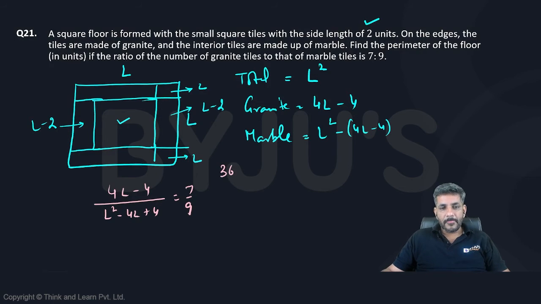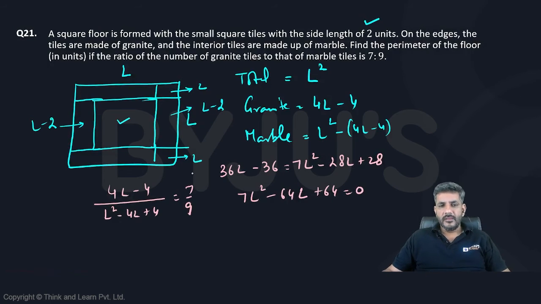Cross multiply: 36L minus 36 is equal to 7L square minus 28L plus 28, or 7L square, 36L goes on the other side, it is minus 64L, and 36 plus 64 is equal to 0. 7L square minus 64L plus 64 is equal to 0. I just have to solve this equation to get our answer. So what is the value of L from here? We have to find some value of L.